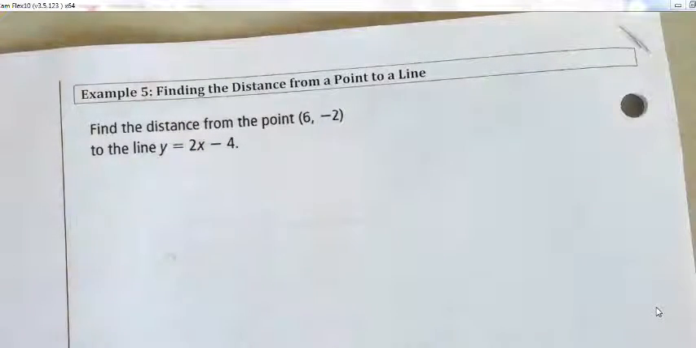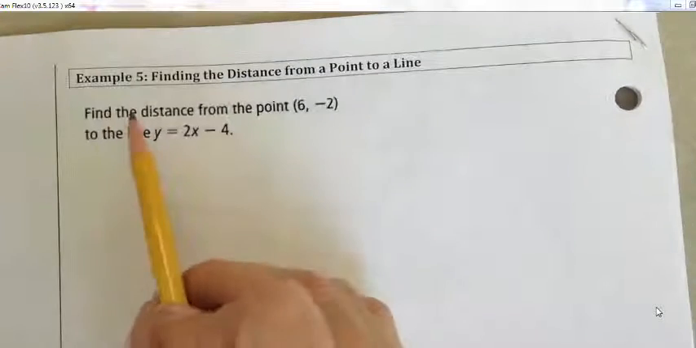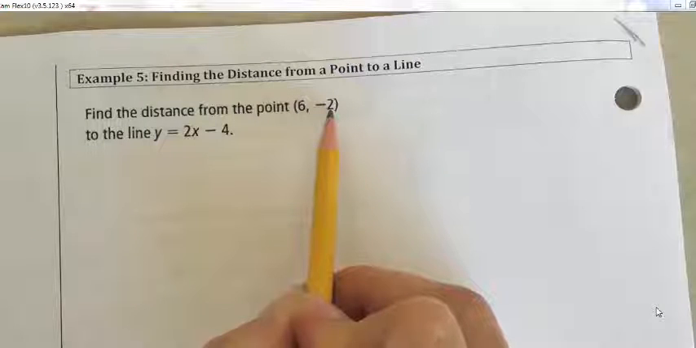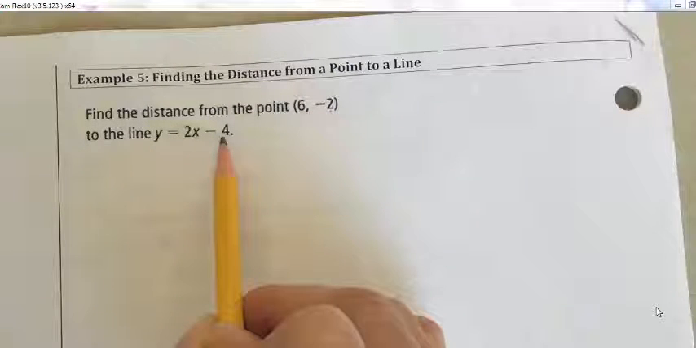All right, one more problem to do, and it's a doozy. This is a very long problem with several steps. So I'm going to try really hard to walk you through this. All right, so we're going to find the distance from the point (6, -2) to this line y equals 2x minus 4.